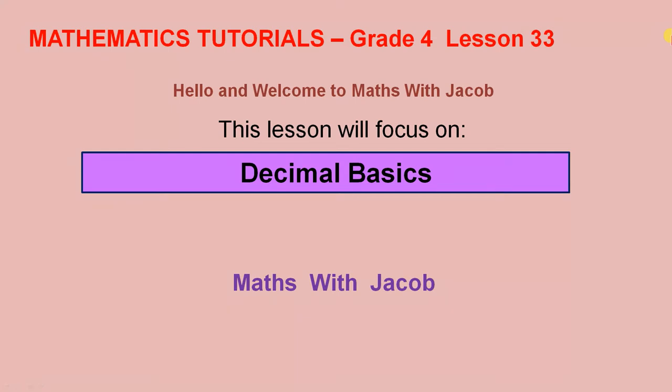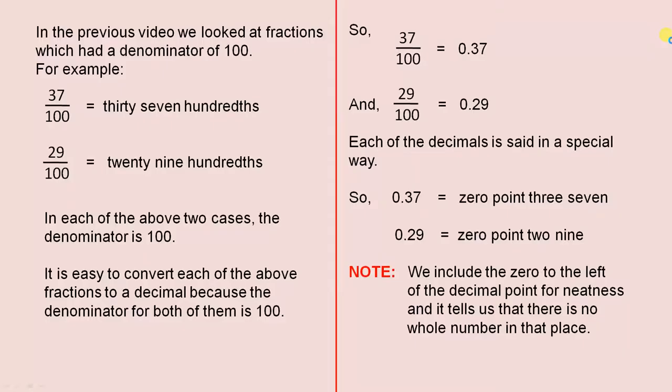This lesson will focus on decimal basics. In the previous video, we looked at fractions which had a denominator of 100. For example, 37 over 100 equals 37 hundredths. 29 over 100 equals 29 hundredths. In each of the above two cases, the denominator is 100.